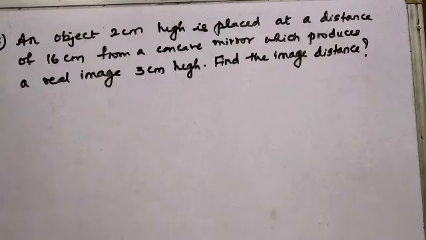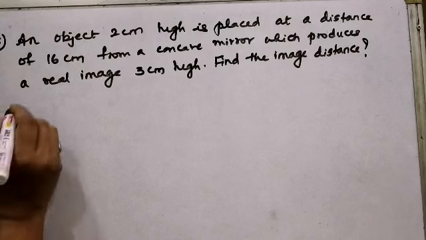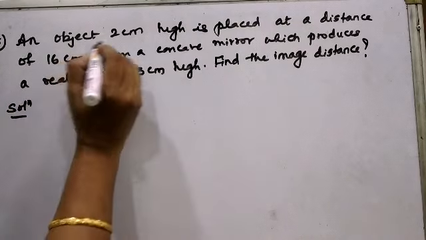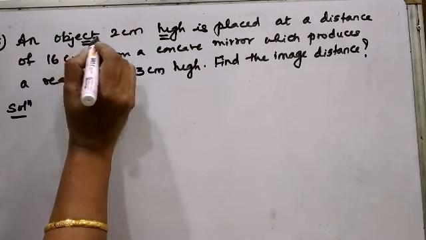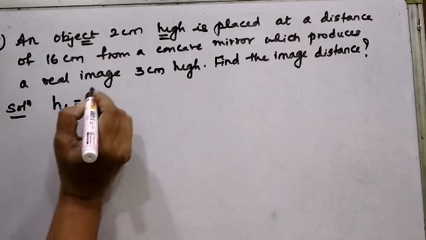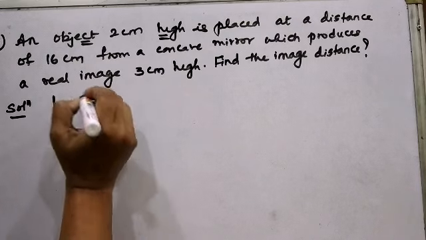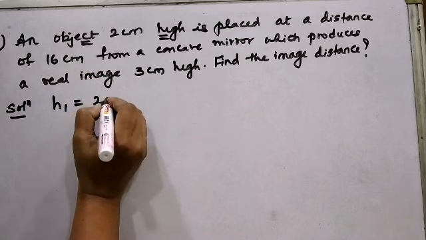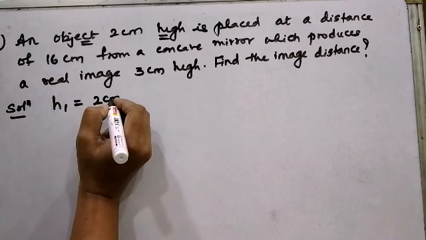The next numerical: an object 2 centimeters high. So, solution. High means height of the object. So the object is 2 centimeters high. Object is always placed erect above the principal axis. So the height of the object h1 will be 2 centimeters.